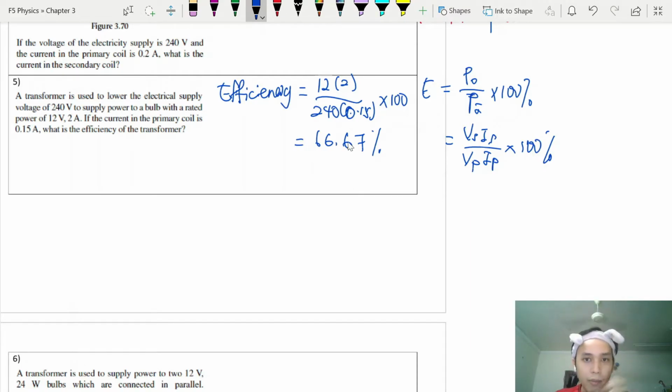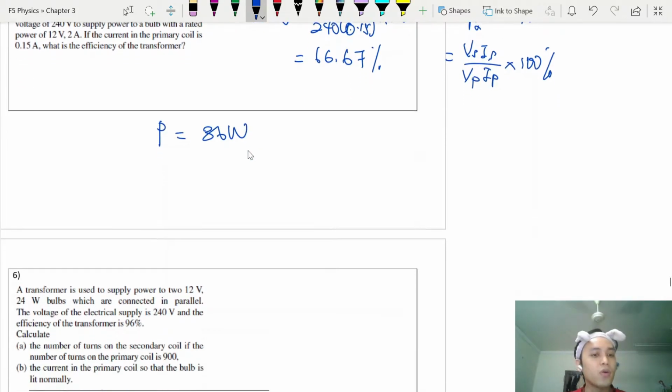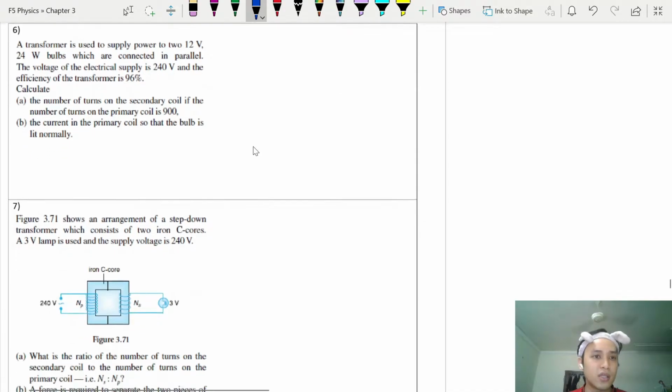All right, meaning that of your power input here, your 36 watts, if I calculate the power here, 240 times 0.15, this is 36 watts. Meaning of the 36 watts, only 66% is converted into output power. And the remaining is released as heat. So this is not really efficient. So you need to understand what you're doing here. Okay, done. Let's look at another one.